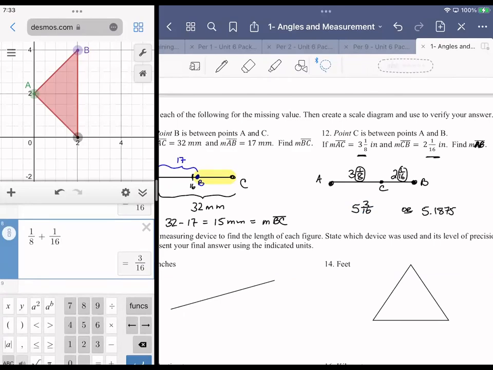All right. We always want to have our units. And again, this is the measure of AB.